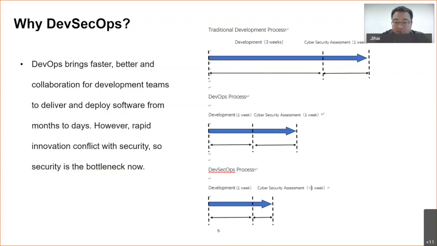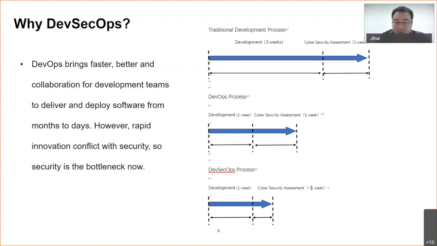Then for the first stage, we reduce from 3 weeks to 1 week by doing the DevOps. However, traditional DevOps doesn't consider cybersecurity. So the second stage, the cybersecurity assessment, still costs 1 week. Now you can see the bottleneck. It's easy to see the bottleneck right now, because the first stage is not easy to further reduce, and the second stage is still 1 week.